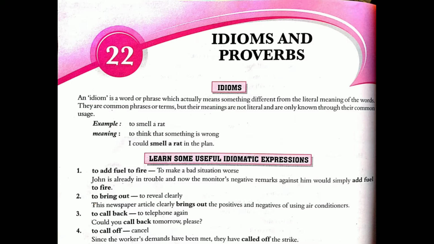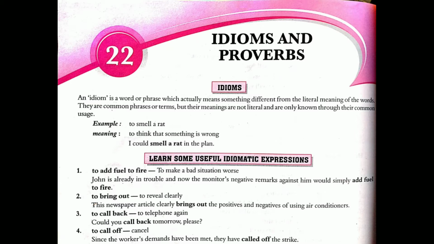Alright, number two, to bring out, which means to reveal clearly, to disclose the wrong things or anything which was hidden. This newspaper article clearly brings out the positive and negative of using an air conditioner. In this sentence, brings out means that the newspaper clearly brings the news, positive or negative, all the wrong and the right, everything we get from this newspaper.